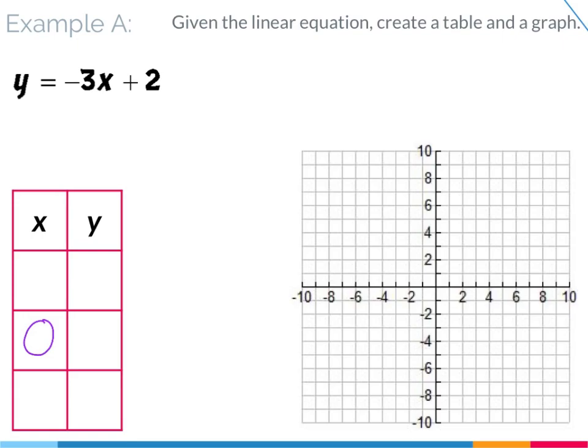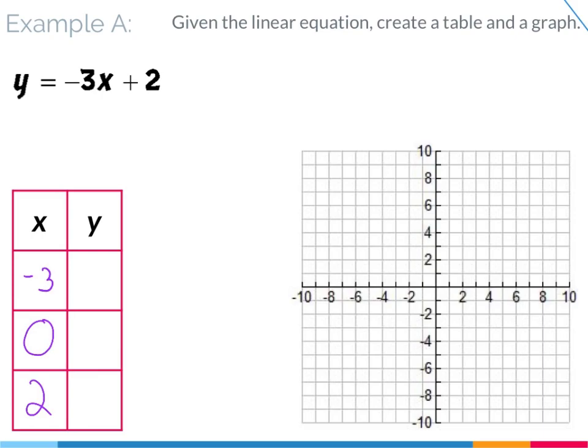Then I always want to have a positive number and a negative number. I'm going to select positive 2. You can select other numbers, but I'm going to select 2. It doesn't matter what numbers you pick, as long as you pick numbers that are going to be on the graph. And then I'm going to select a negative number so that I have a point on that side. In this case, I'm going to select negative 3. Again, it doesn't matter what numbers you pick. You can pick different x's. Just make sure they're on the graph. In this case, all those numbers are going to be on the graph, so I think I'm okay.